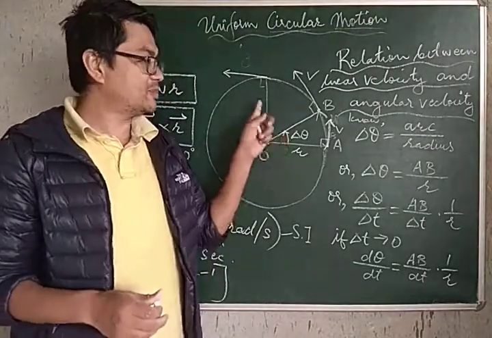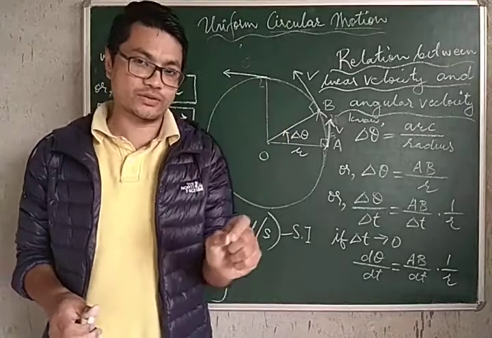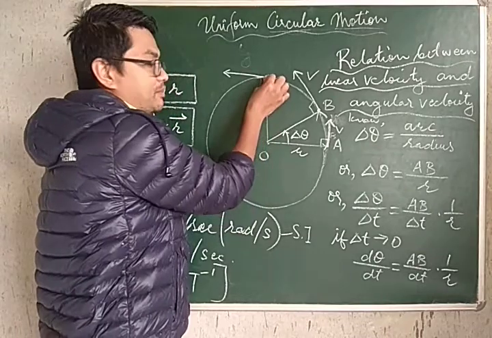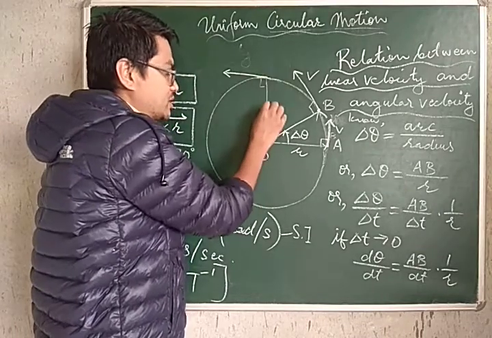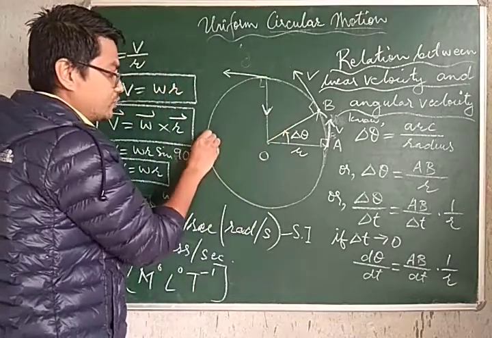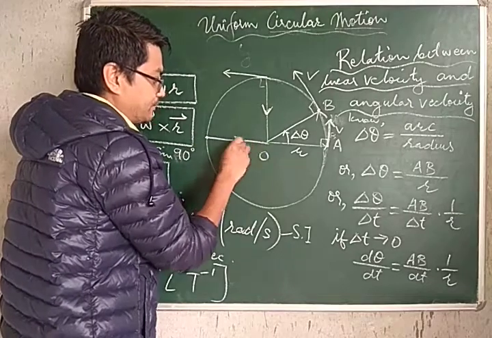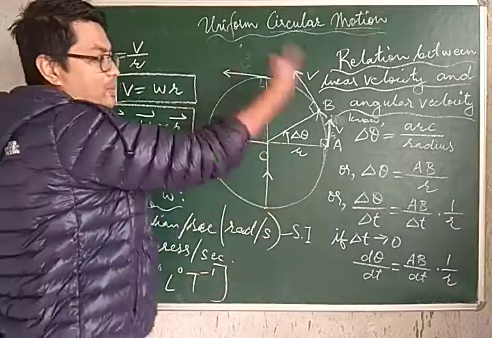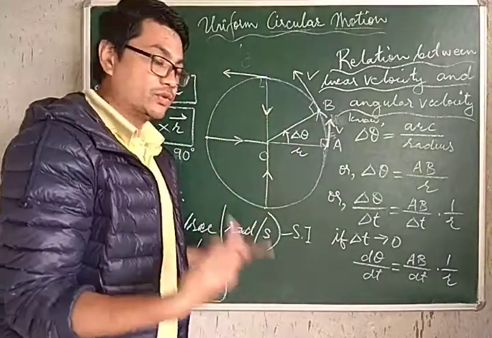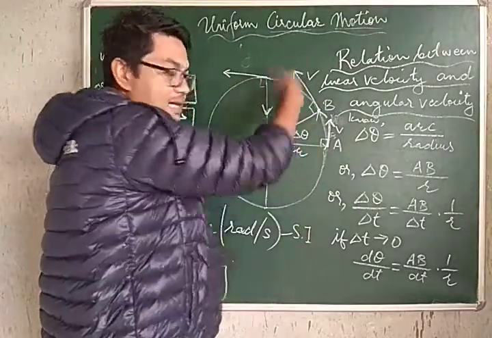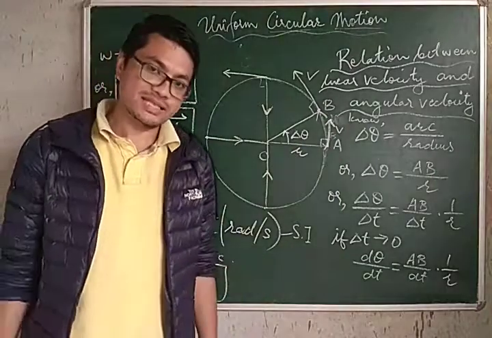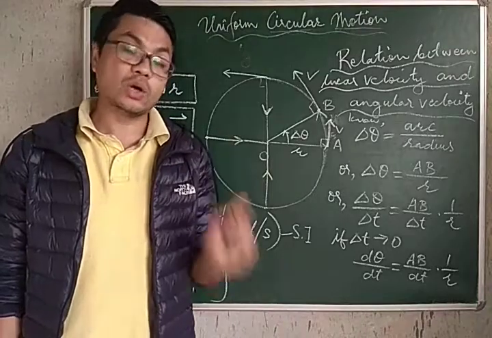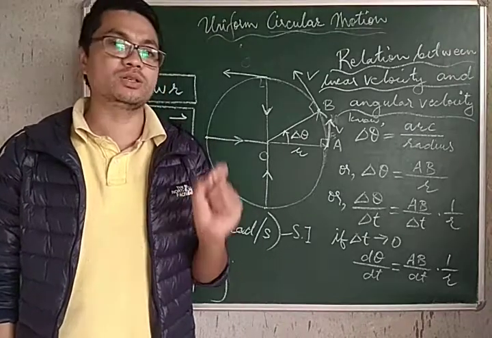Do remember, centripetal means center seeking force. That is, the force is always directed towards the center at any point. If we measure the force at this point, the direction is towards the center. At this point, the direction is towards the center. At any point, the direction of the centripetal force is always towards the center. Therefore, we call it center seeking force, and that is exactly what we are going to discuss in the next video. We also are going to derive a relation for it.